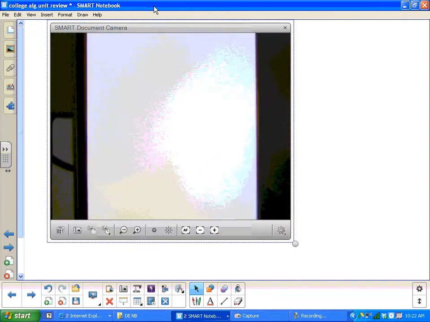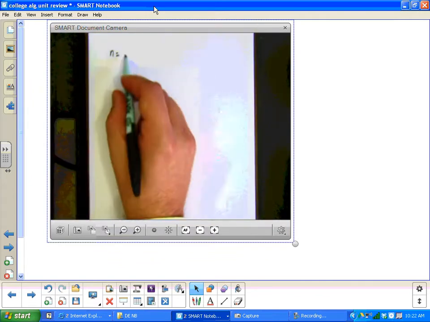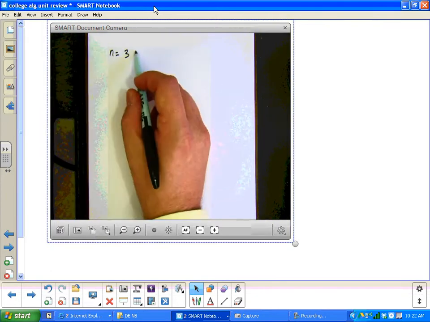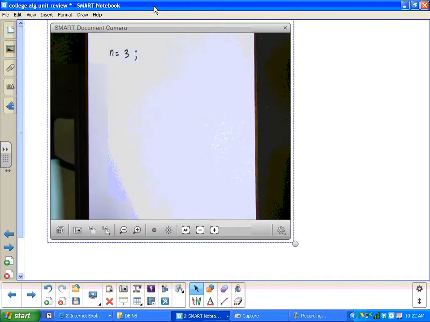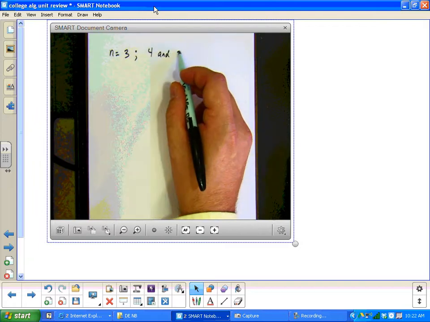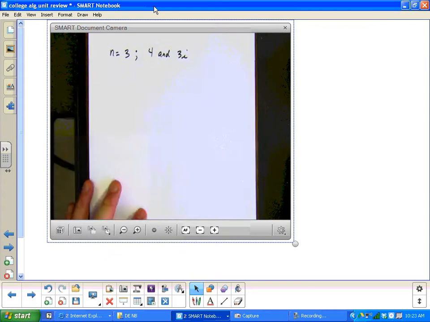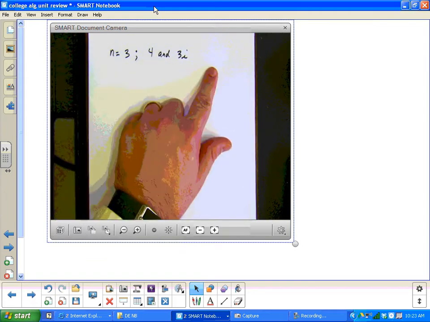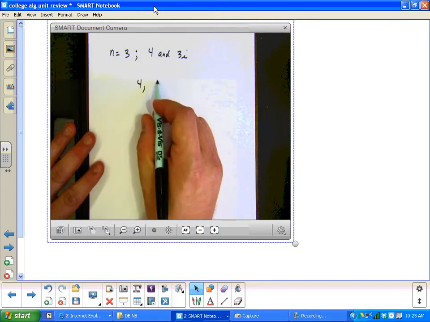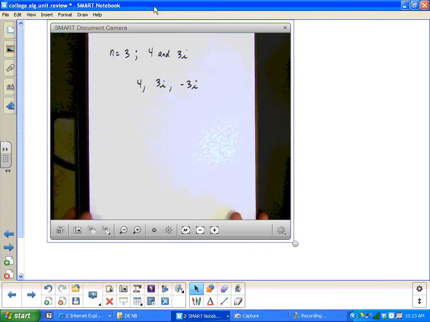All right, so let's say that the degree of our polynomial is 3. I'm not going to make them really harder than that. And let's say the zeros, let's come up with two different numbers, are 4 and 3i. So if it's a third degree polynomial, I should have 3 zeros, shouldn't I? So I'd have 4, 3i, and -3i. I'm going to write them out: 4, 3i, and -3i.